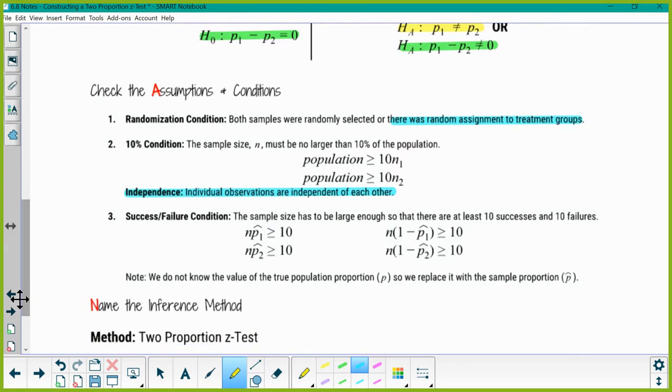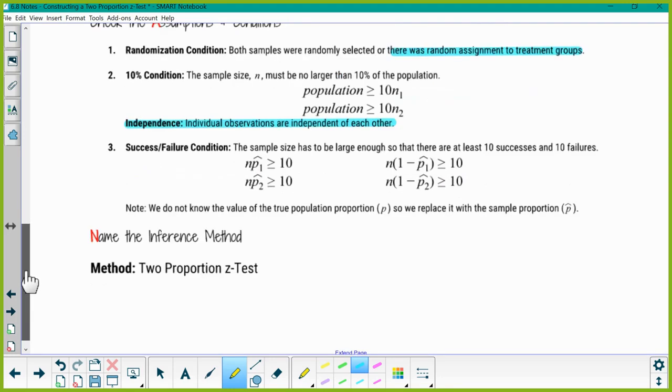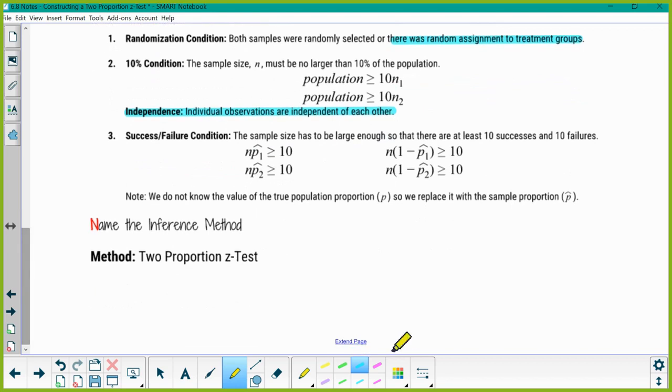Only slight difference here. Success failure is exactly the same. We're going to do n times p hat greater than or equal to 10, n times 1 minus p hat greater than or equal to 10, just to make sure that I have enough successes and enough failures to assume an approximately normal distribution. Naming the inference method, almost the same, but it's going to be a 2-proportion z-test instead of a 1-proportion z-test or a 2-proportion confidence interval. You have a 2-proportion z-test.